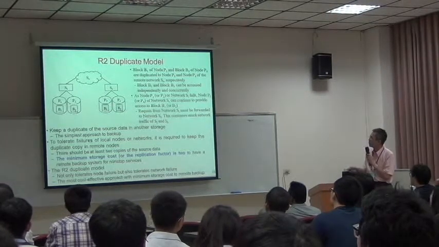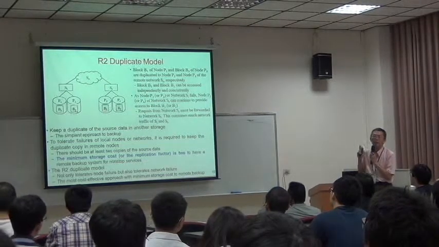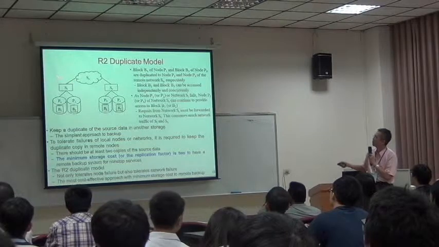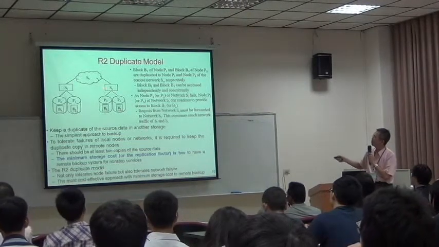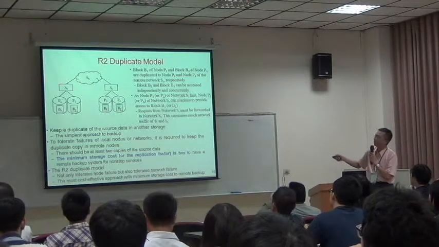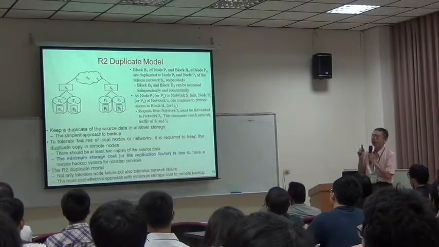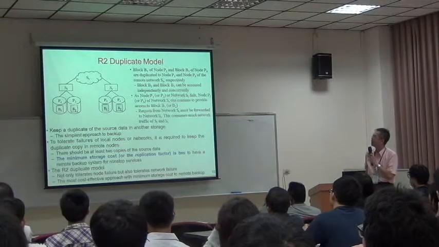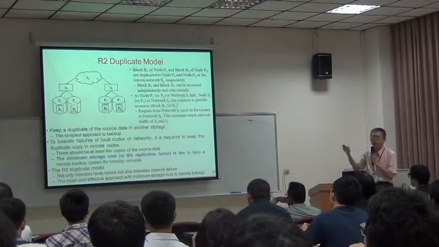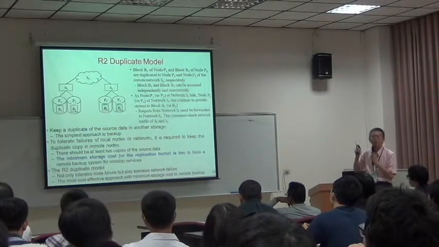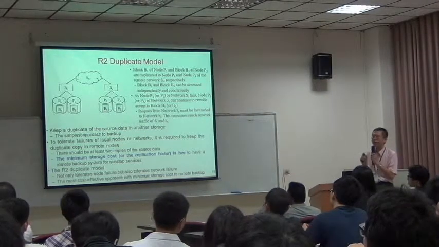There is one good thing: the minimum storage cost for this is just 2. This is the minimum. Why? Because if this has failed, this is supported. This can be accessed. If this has a network partition, we can access it. So at any time there is one complete copy of the data that can be accessed. So this is the minimum storage cost. If you have a storage cost below 2, usually you cannot guarantee the data will always be online.